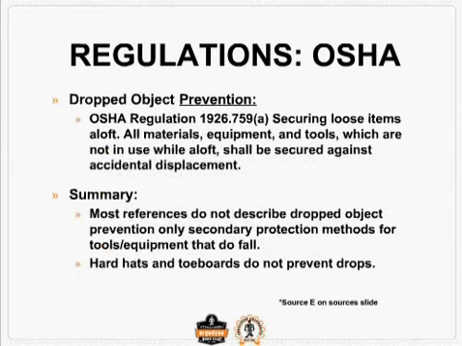And then the final section that actually mentions the word prevention is in this particular section where it says securing loose items aloft. All materials, equipment, and tools which are not in use while aloft shall be secured against accidental displacement. So other than that particular note, OSHA does not clearly recognize the hazards, and when they mention solutions, they talk about protection solutions. They don't talk about further up in the hierarchy of controls mentioning prevention.